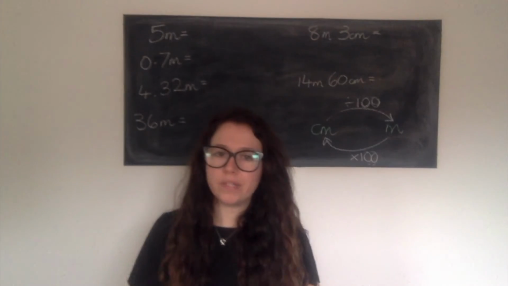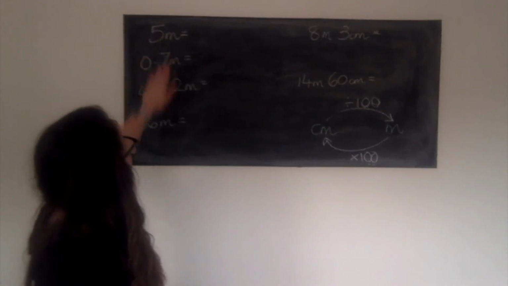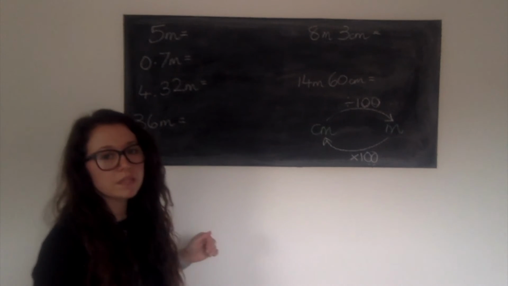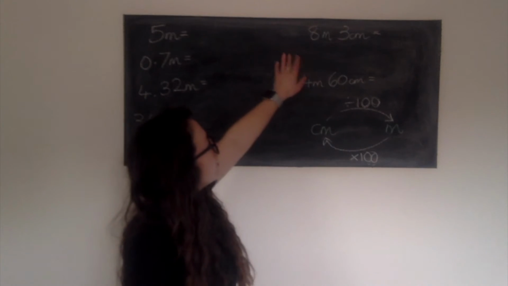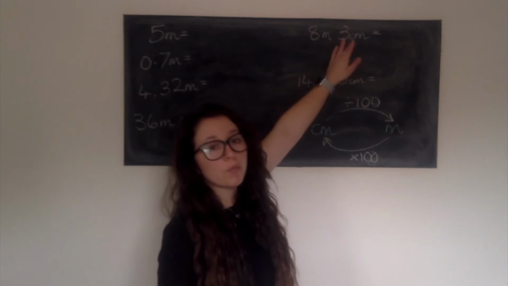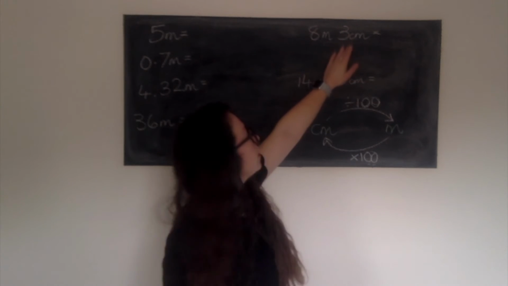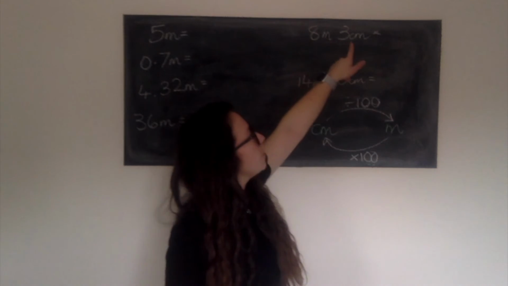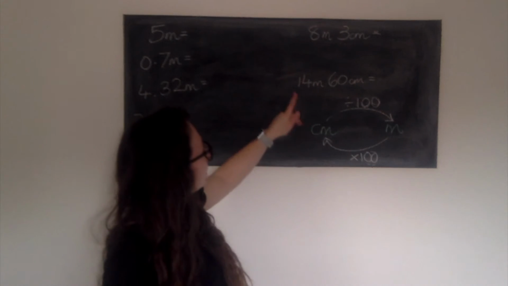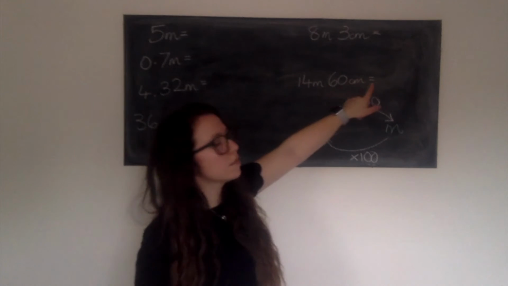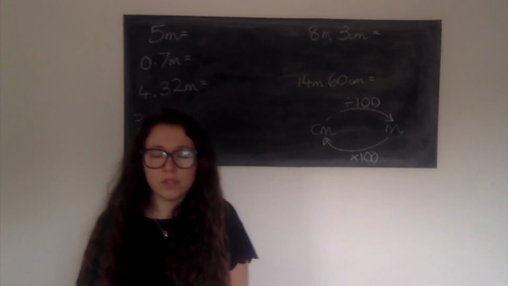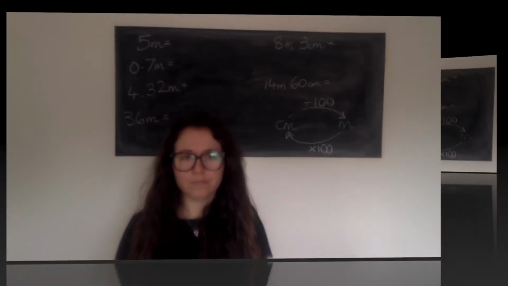This time we're going to do it the opposite way around. So you've got metres, and I want you to convert those into centimetres. I've also given you two over here that are metres and centimetres, but I also want these in centimetre totals, okay? So how many centimetres is the same as 8 metres, 3 centimetres, and how many centimetres is 14 metres, 60 centimetres. So pause the video and then we'll go through the answers.